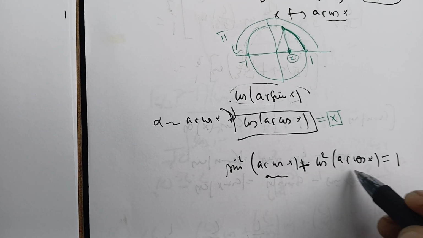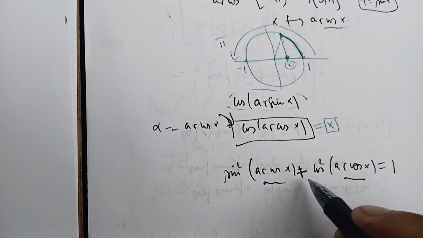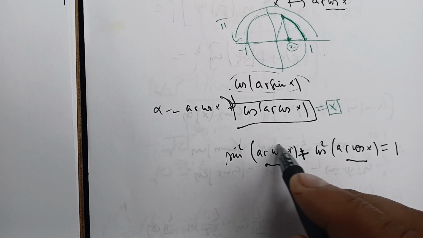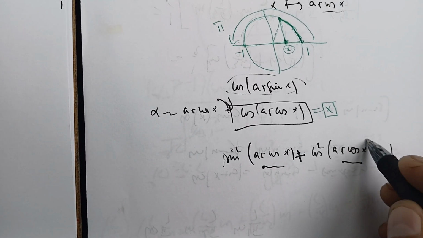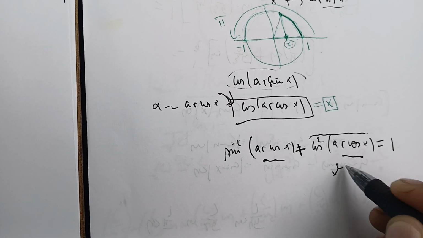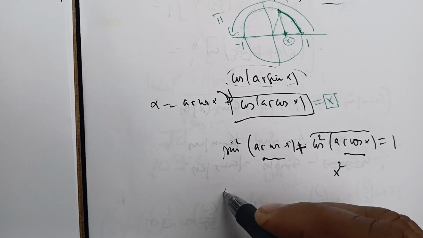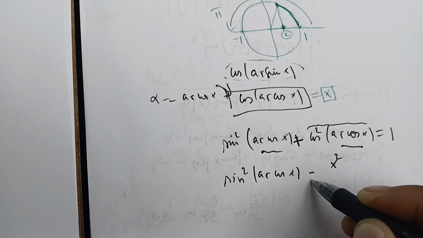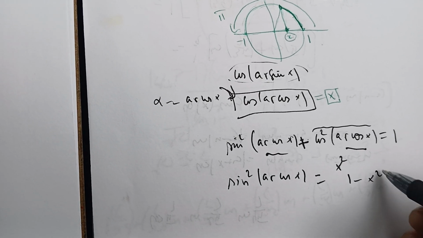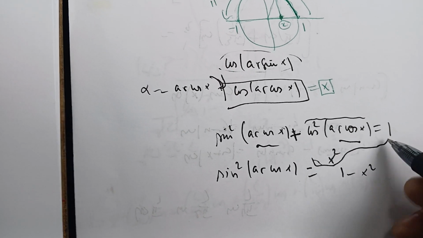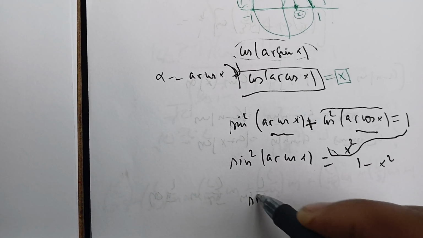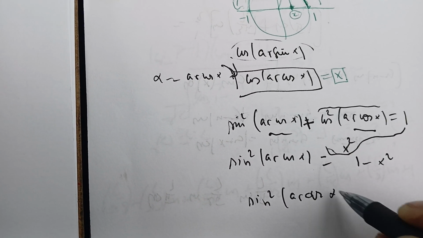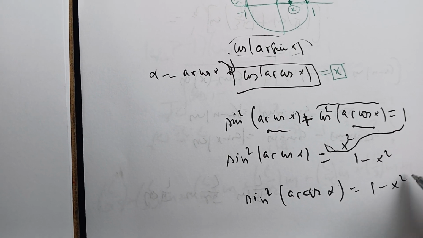Think of this one as some angle, alpha or beta. So this is the one that I want to graph. And this one is what? This is x squared. So I have sine squared of the arccosine of x is just 1 minus x squared. Let me write it nicely here: sine squared of the arccosine of x is 1 minus x squared.